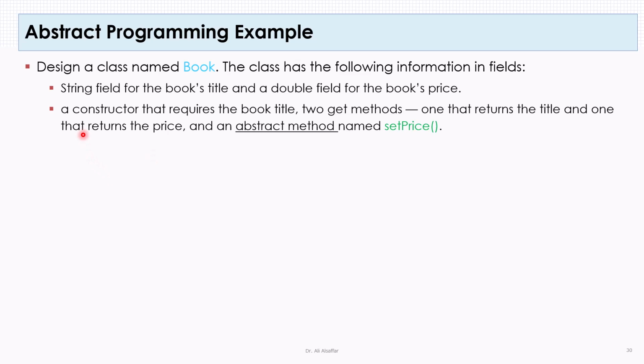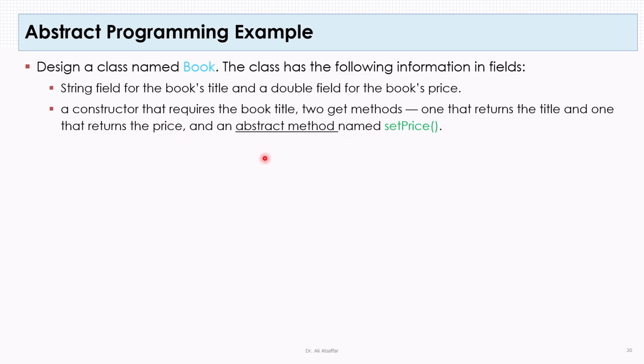In the first step, we will design a class named book. The class has the following information in fields: a string field for the book's title and a double field for the book's price. Notice here it is not specified whether they are private, public, or protected. Therefore, we will leave that unspecified. So what happens in this case? The compiler will give them package access. That means protected. Let us start writing the class, and then we will come back and add a constructor and the remaining methods.